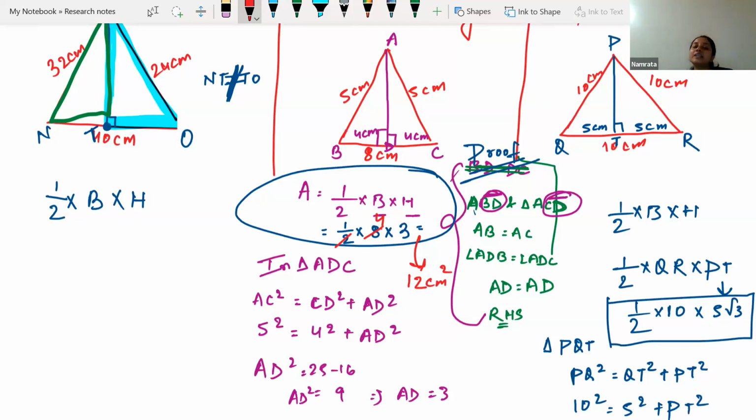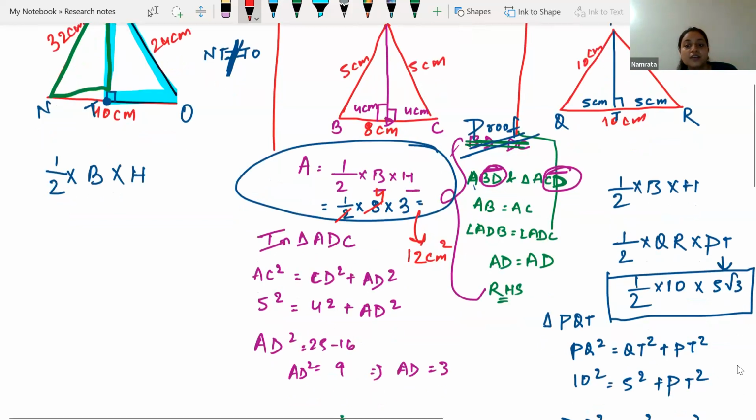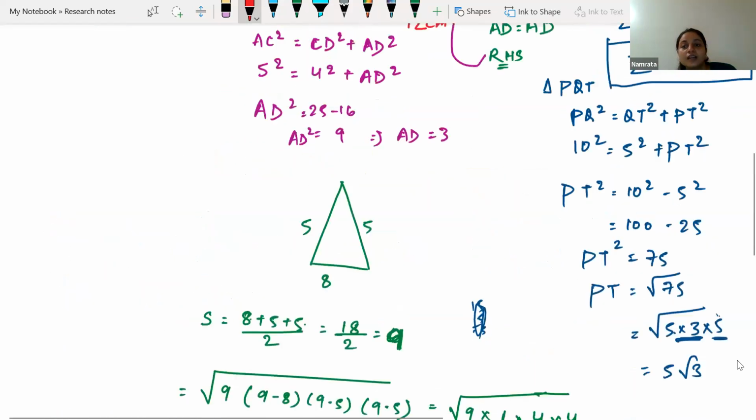triangle. What I said, this new formula will be helping us to find any triangle's area, be it a scalene, be it an isosceles, be it an equilateral. Let's check the equilateral triangle area with the help of the new formula, our brand new formula, Heron's formula. So let me check.